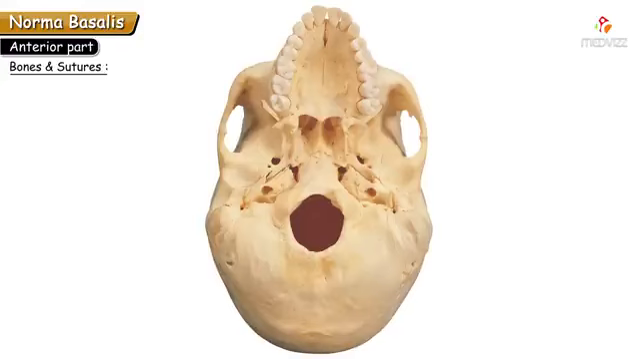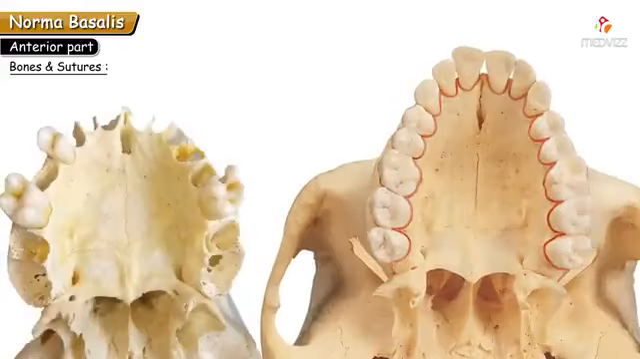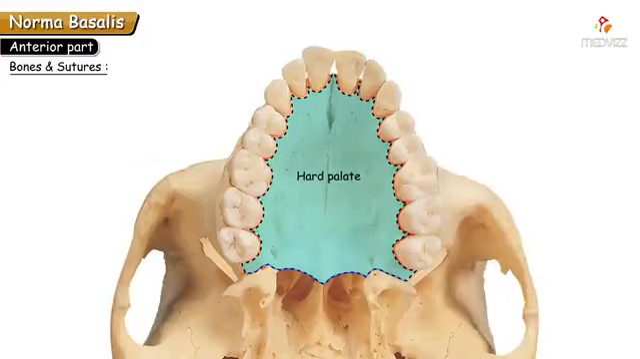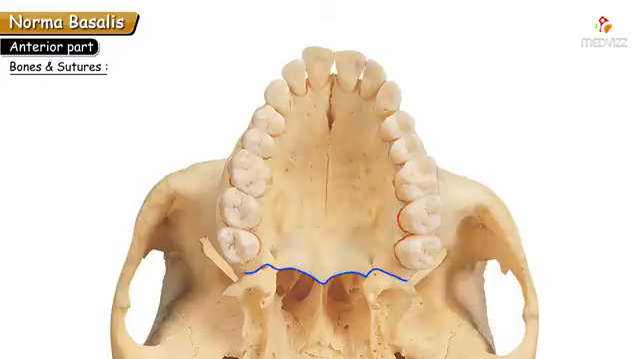Anterior part of Norma basalis is formed by alveolar arch which possesses bony sockets for teeth of upper jaw. And in the middle it is formed by the hard palate. Posterior border of the hard palate separates the anterior part from the middle part of Norma basalis. Let's see more features about anterior part. So looking on the posterior border here, it is identified by projection which is known as posterior nasal spine.